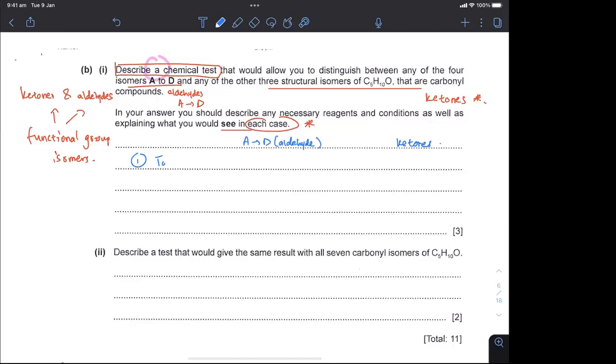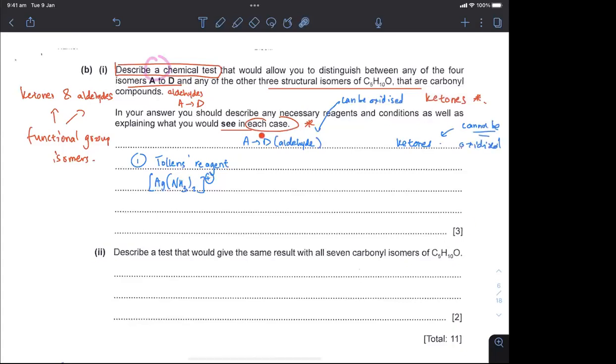So I could use a Tollens reagent. So Tollens reagent consists of this silver with 2 ammonia, and it's got a positive charge on the silver. It's a silver plus 1. So it's acting as an oxidizing agent. Aldehyde can be oxidized. It can be oxidized by Fehlings. It can be oxidized by Tollens. Ketones cannot be oxidized. So you see why it's 3 marks?